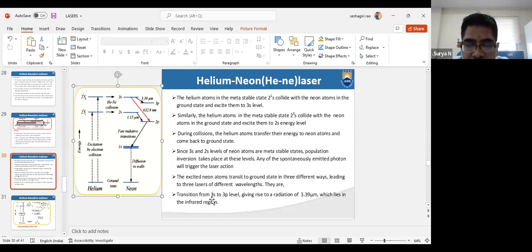They are the transition from 3s to 3p level, giving rise to a wavelength of 3.39 micrometers, which lies in the infrared region. Here it is lying in the visible region. Here it is lying in the region of infrared. So this is how the lasing action takes place.